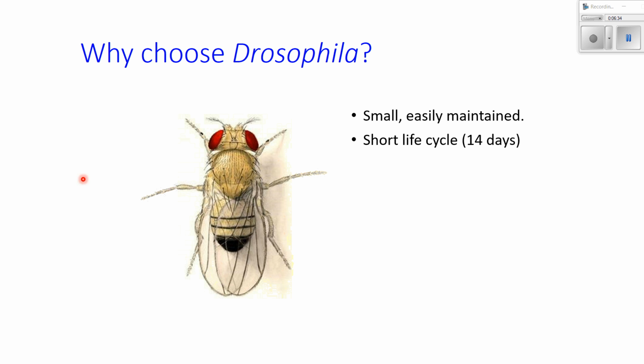From the time the female lays her egg until that egg grows up to be an adult fly ready to lay its own eggs is less than 14 days. It's usually more like 11 or 12 days. So that's really fast. Now compare that to Gregor Mendel.